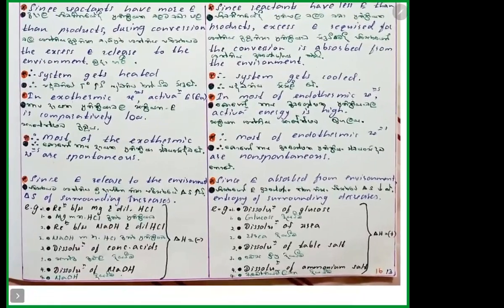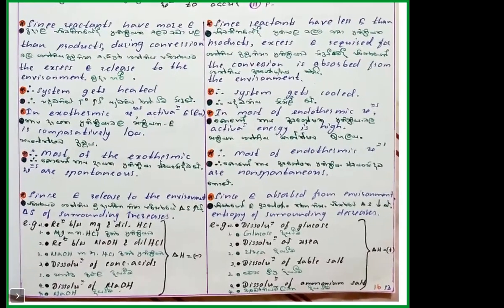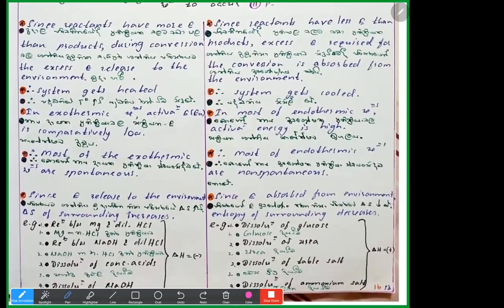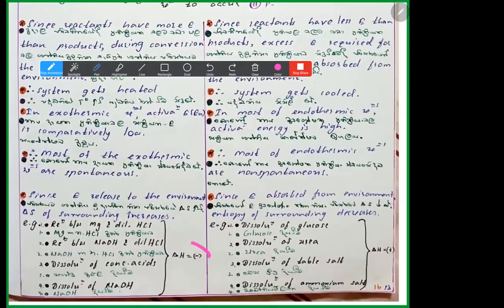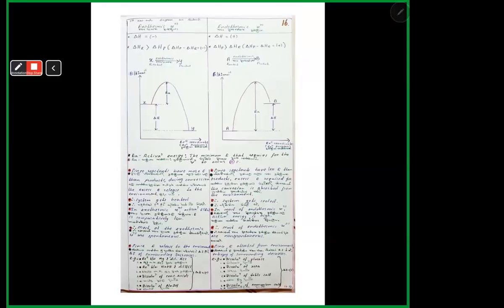Okay, so here I have given a couple of examples for exothermic reactions and endothermic reactions. If the reaction is exothermic, delta H is negative. If it is endothermic, delta H is positive.